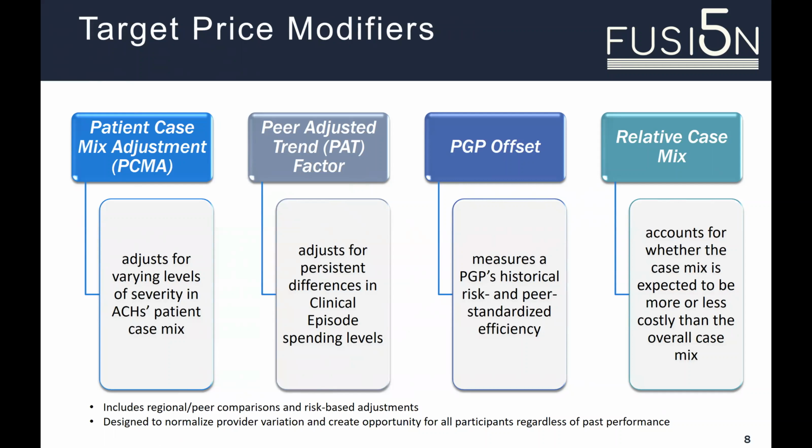So if on the left-hand side with patient case mix adjustment, we talked about the hospital base, you see the ACH there in that sub box. If the hospital was doing more trauma, think of this relative case mix on the very right, similar to that. It's just that the relative case mix is specific to you in the PGP. So a number of different smoothing factors here.